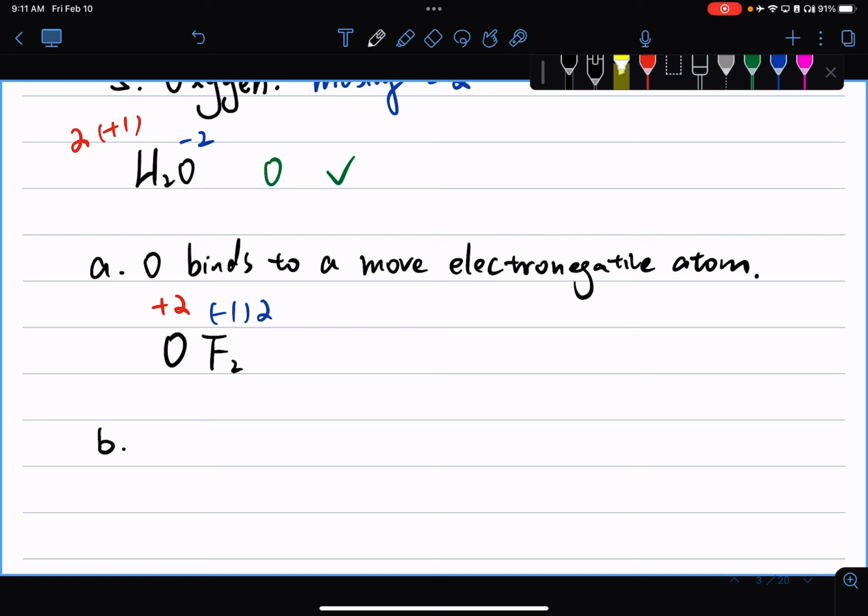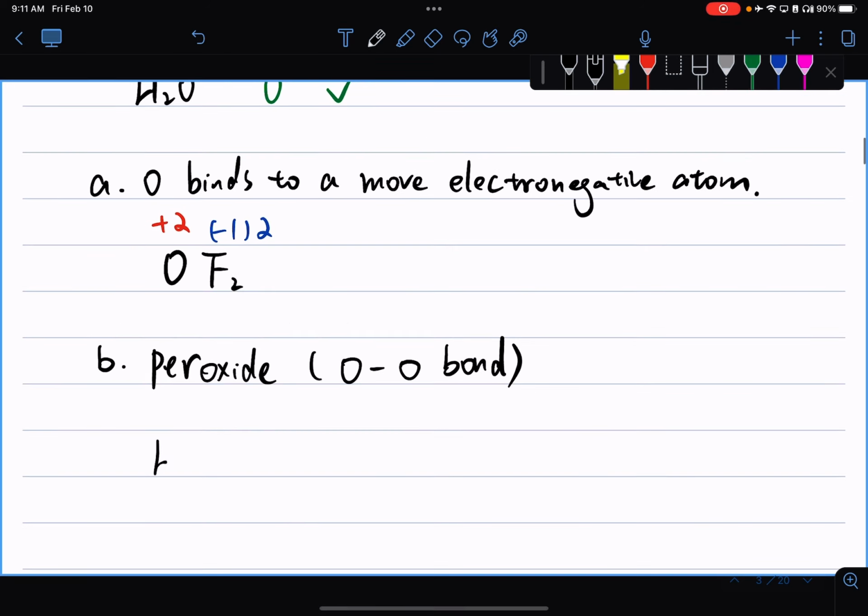The second exception is whenever you have a peroxide bond. When we say peroxide, it means we have oxygen-oxygen bonds. So in this case, instead of oxygen being -2, it's just -1. And everything again needs to add up to 0. So do that sanity check at the end of every practice.